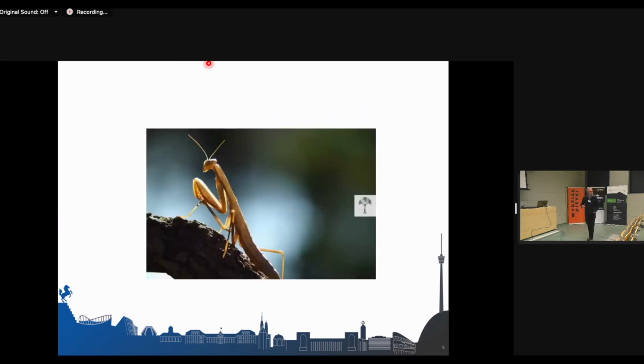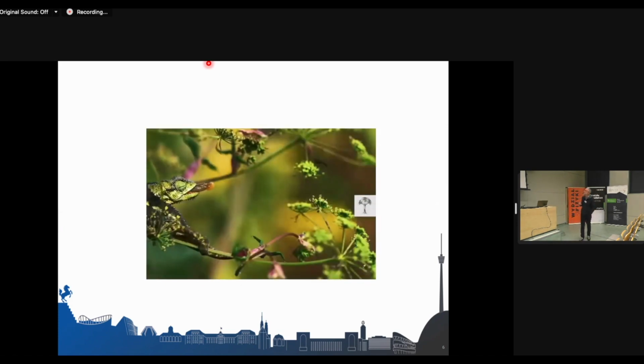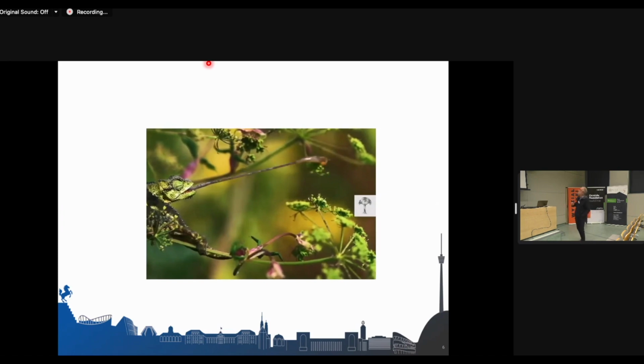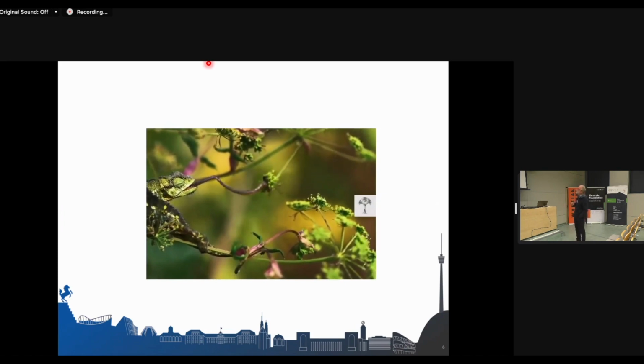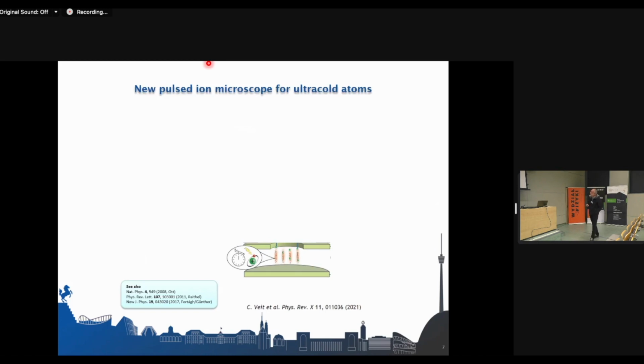Okay, so what can we do with this now? Imagine you have something interesting. It's doing something that you want to observe, and then at some point you can just switch on your microscope and you observe it. Here you see another example of this. So that's the way we view the operation of our microscope. It's a pulsed one. That's very important. So whatever happens down here is in the cold cloud.